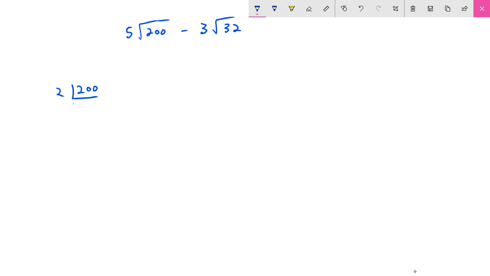Divide by 2, that's 100. Divide by 2, that's 50. Divide by 2, that's 25. Divide by 5, that's 5. Divide by 5, that's 1. So there's 200. Now for 32.